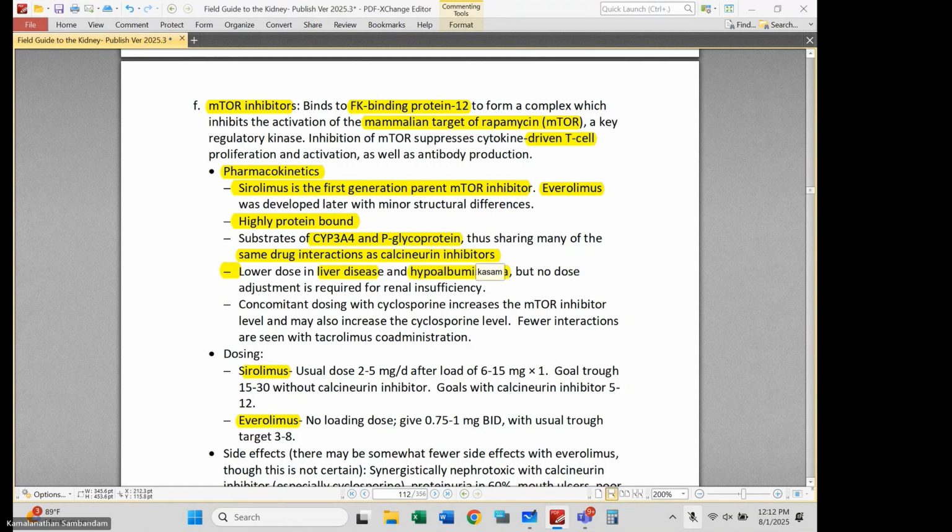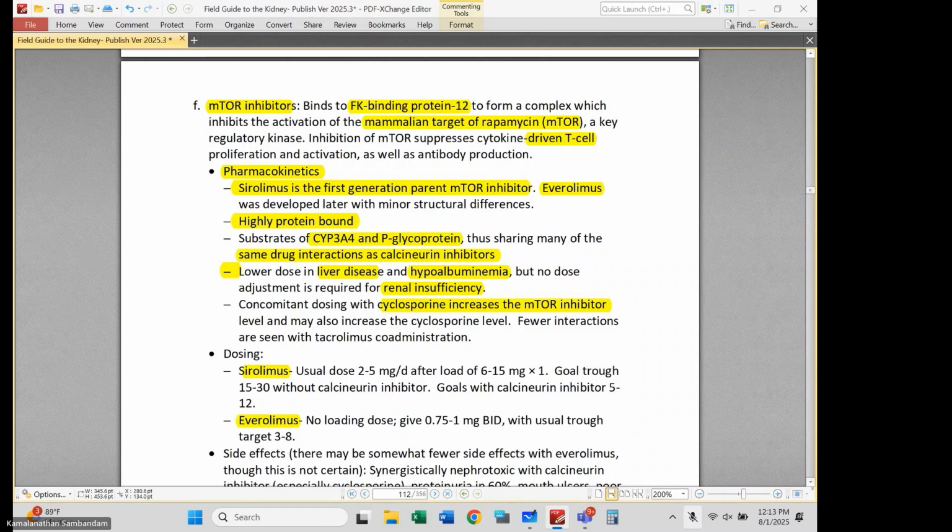Hypoalbuminemia would presumably increase free drug levels in a drug that's highly protein bound. And again, similar to your calcineurin inhibitors, there's no dose adjustment for renal insufficiency. Okay. Cyclosporin plus mTOR inhibitors are generally a combination you should avoid.